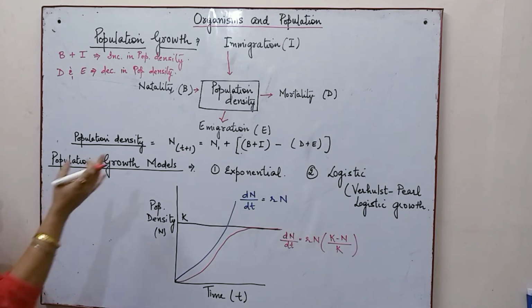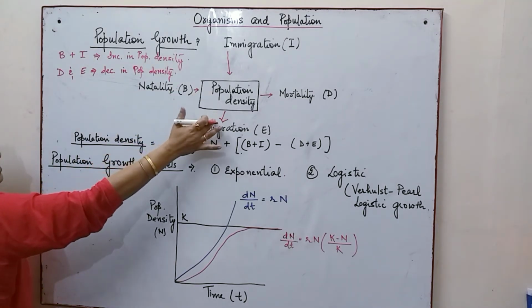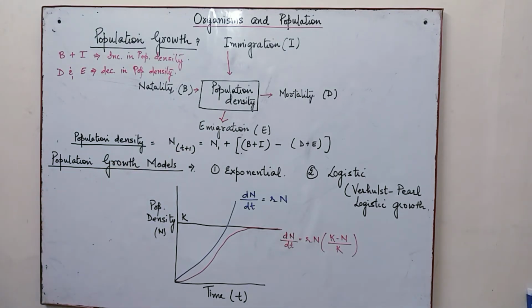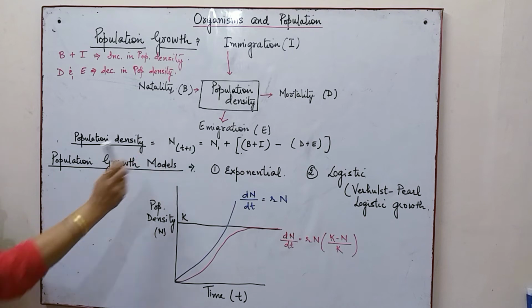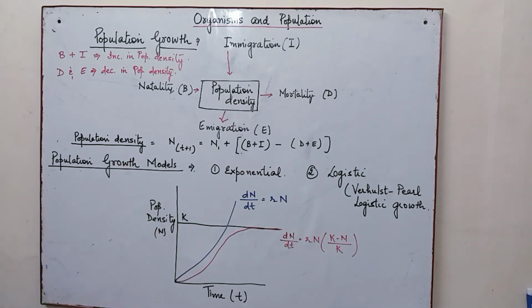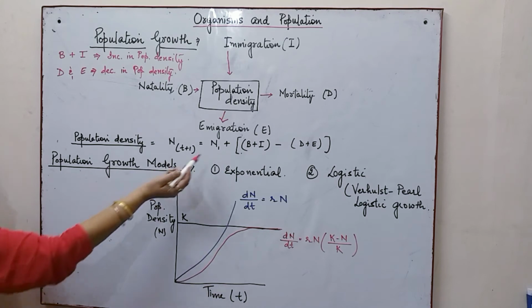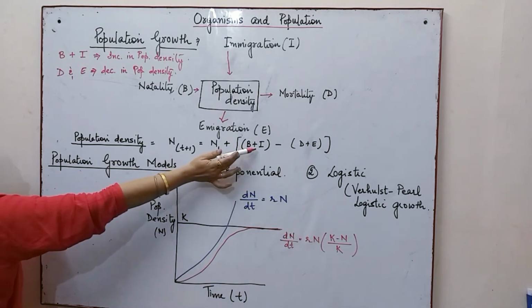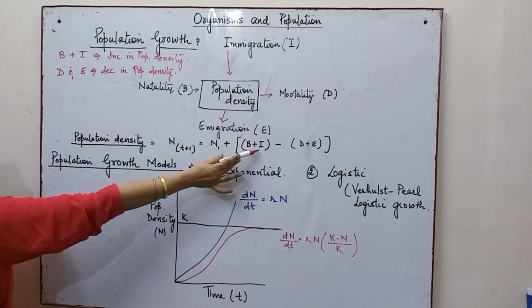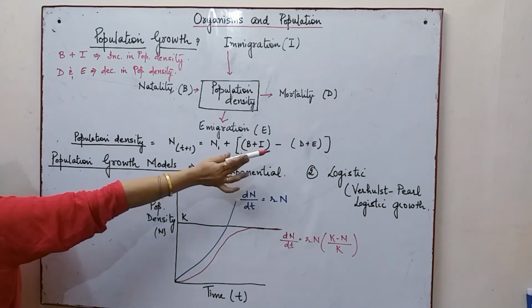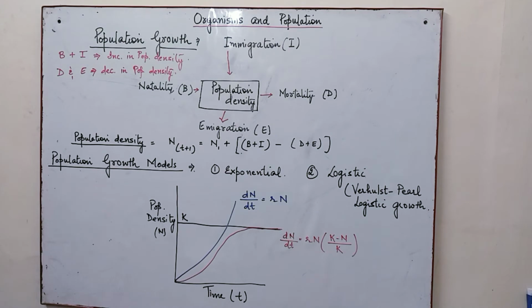So due to which the species decide to move from one habitat to the other habitat. So this will result into a decrease in the population density. Now, we can calculate the population density. That is, if the population density at a time t is Nt, then at t plus 1 it can be calculated as Nt plus B, that is the total number of births, plus I, the immigration that has taken place in a particular habitat, minus D plus E, that is the death rate, plus E, that is emigration.